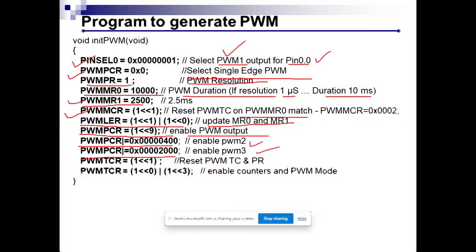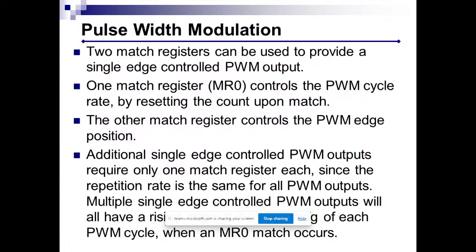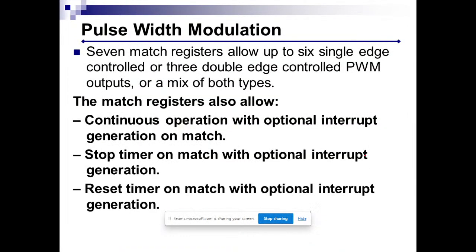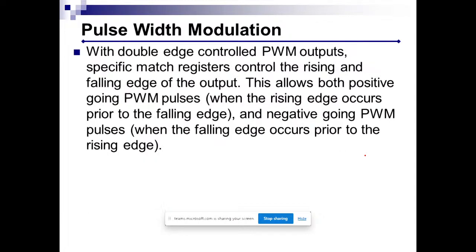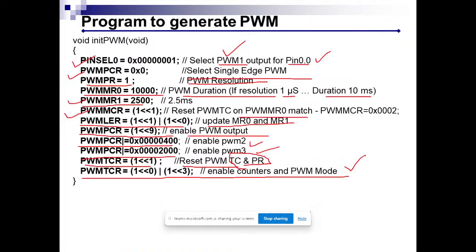And at the end, in PWM TCR the corresponding bit number 1 is set to 1, so it will reset the PWM TC and PR. So it will basically reset the timer values and prescaler values. And then we enable the counters and PWM mode. Then we start the timer and the PWM will actually start. Right? So this is how we initialize the PWM. I will show you the final program also, but maybe let me discuss this first.